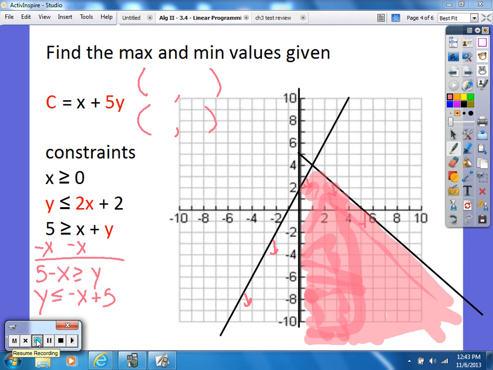All right. What 2 points do I have? Noah. 0, 2. Noah, pick somebody. Hey, what's the other point? 1, 4 is good. So, at this time, plug both points into your C function.